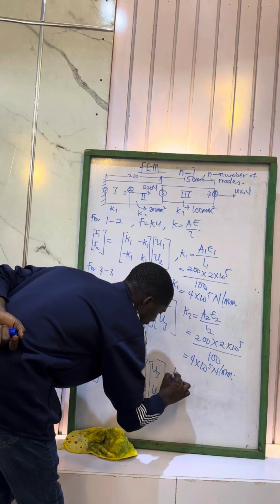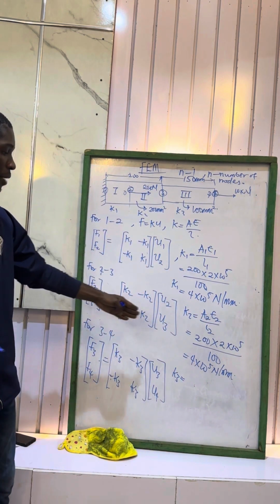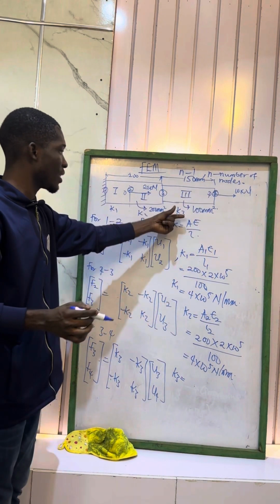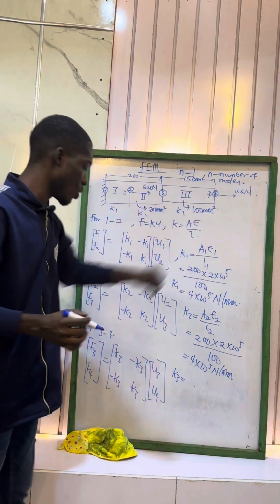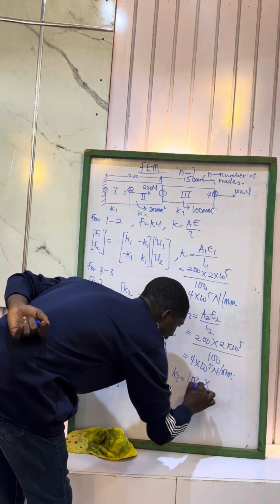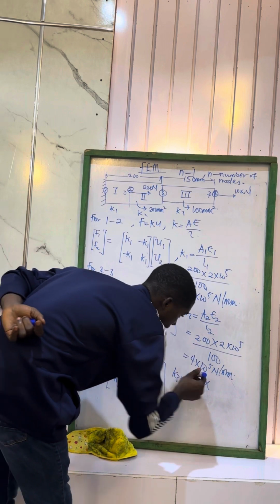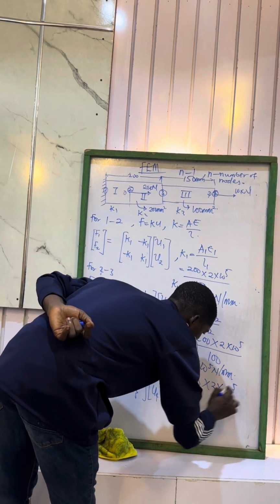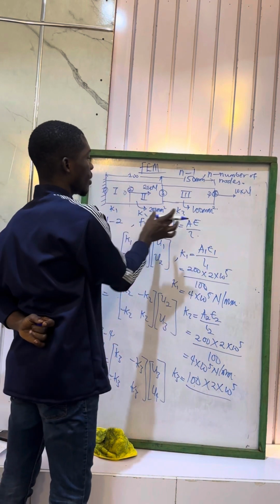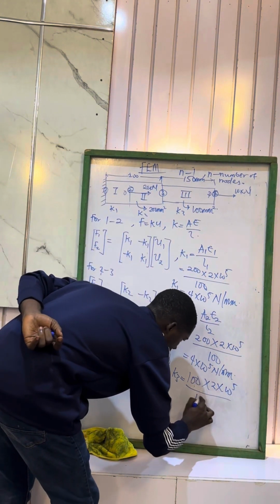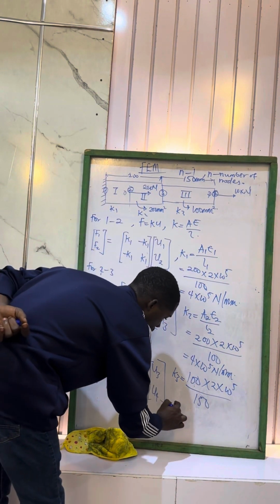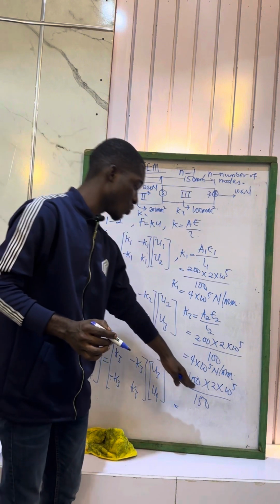Then the next thing is to get K3, from here to here. So what is the area of this K3? The area is 100, and the Young modulus is still the same, 2 times 10 to the power 5, over the length. What is the length? That is 150. So you can use a calculator to do this.